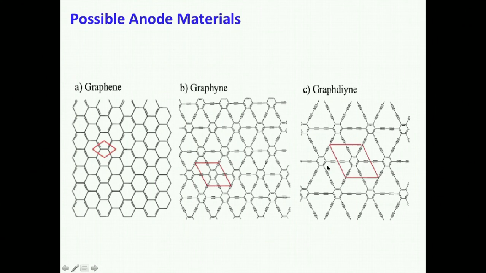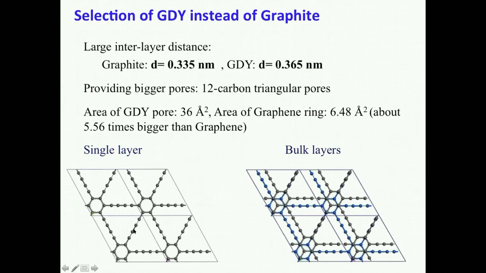So this is the material we studied for sodium ion batteries. Here's a unit cell and here's the extended system. It's a carbon-based material, and it looks like that, with small pores and bigger pores. As I mentioned, it has a bigger interlayer spacing, but it has more area as well. If you talk about a graphene ring, the area is very small. If you talk about GDY, you can see these are bigger rings, so the area is 5.5 times bigger.